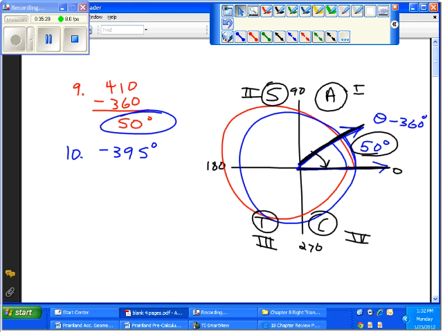So when we talk about a reference angle, we're going to be talking about a positive angle measure. The result may be negative depending on what we're trying to deal with. Any questions on what we've done so far?